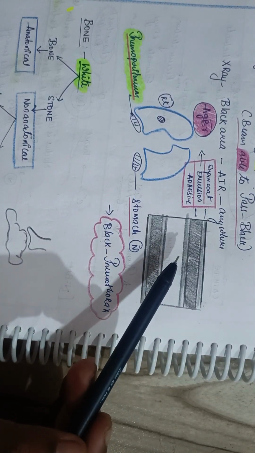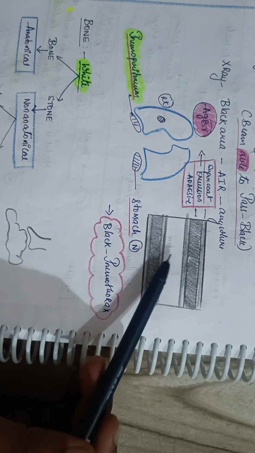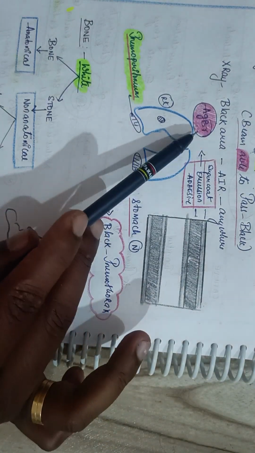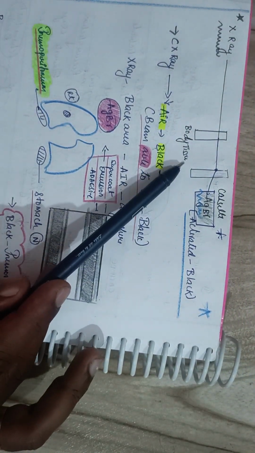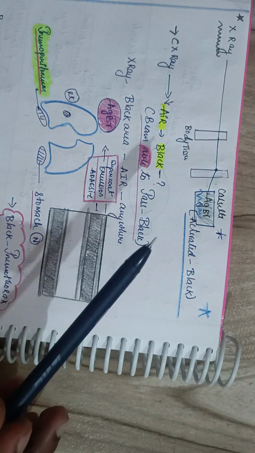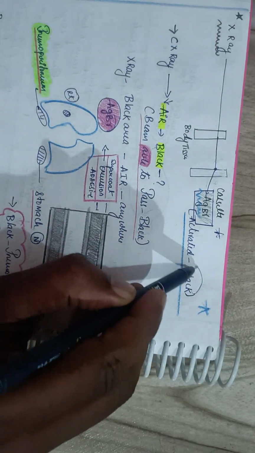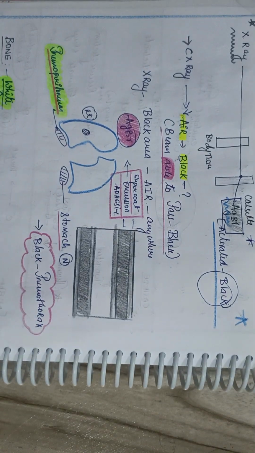In these X-rays, especially in the emulsion layer, you have silver bromide. Whenever the X-ray passes through the body tissue, it interacts with the silver bromide of the X-ray and they give a color of black. So whenever there is an X-ray, the presence of air gives a black color. Why does it give a black color?